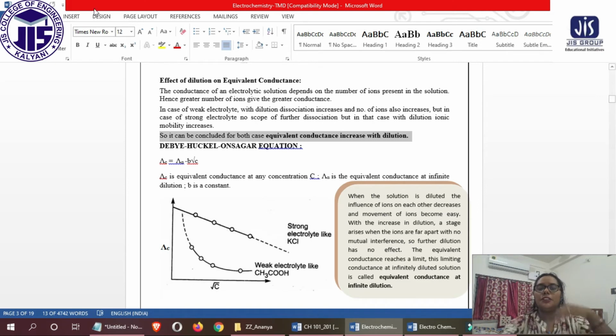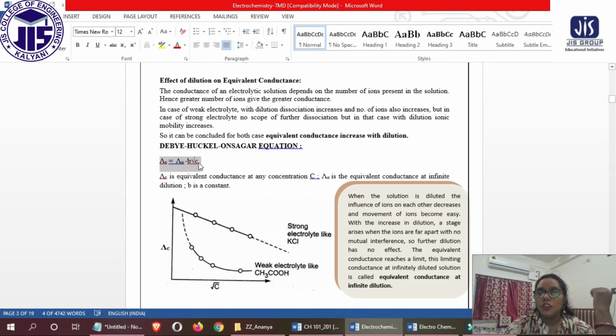Now, from the Debye-Hückel-Onsager equation, we have lambda C equals lambda 0 minus B into root over C. Here lambda C is the equivalent conductance at any concentration, and lambda infinite is the equivalent conductance at infinite dilution.